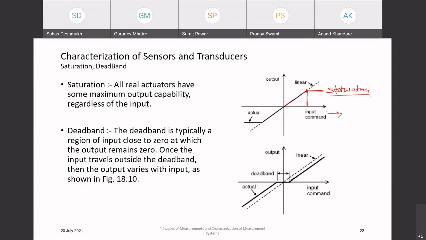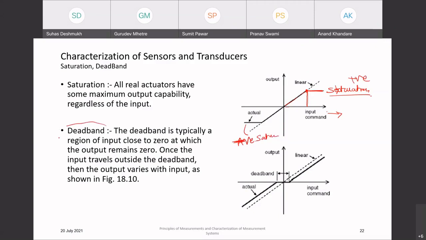It has 1500 RPM. Even though I pump more and more voltage into the motor, it is not increasing the speed. And that is what saturation is. This is observed in most sensors, and also in actuators. This is positive side saturation. This is negative side saturation, I can say. It is negative saturation, the reverse way.